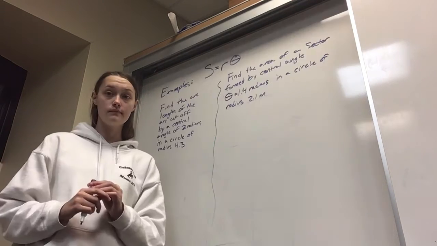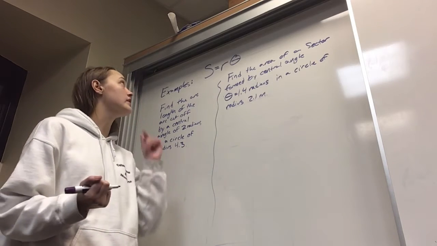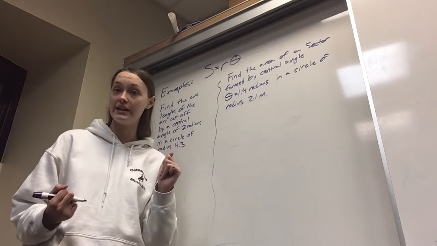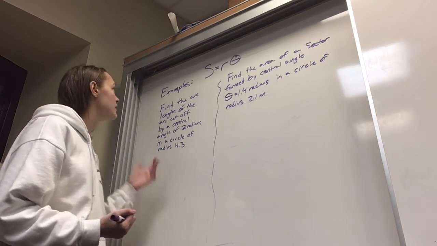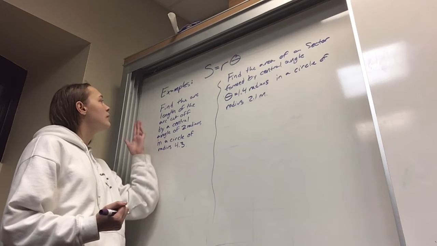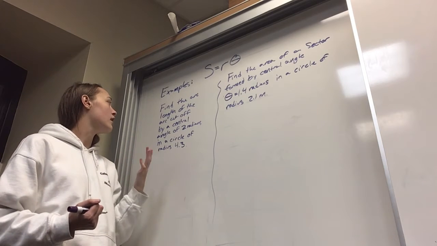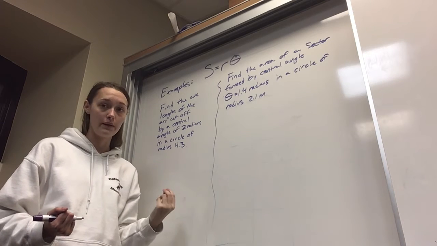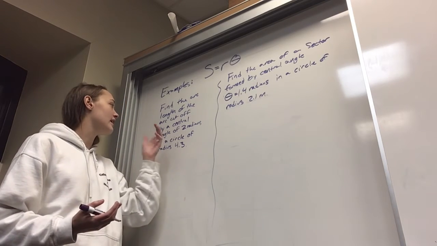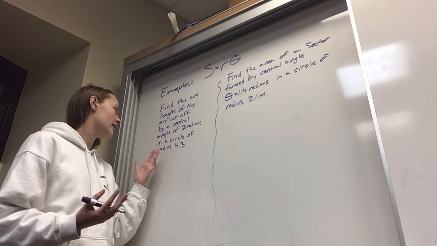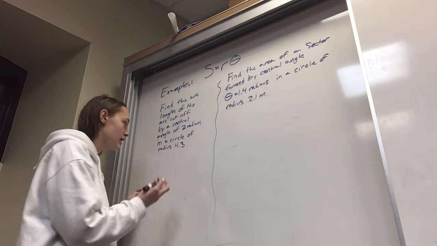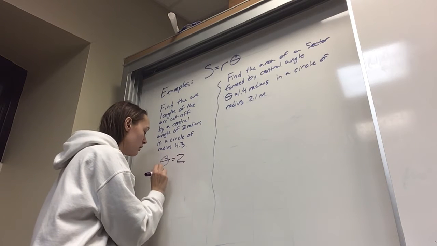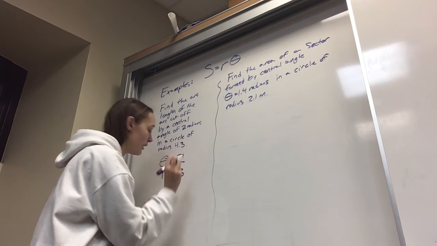Here I have 2 examples. One of them involves arc length using s equals r theta, and one of them involves finding the area of a sector. So let's start with finding the arc length. We have to find the arc length of the arc cut off by a central angle of 2 radians in a circle of radius 4.3. So we already have theta, and it's already in radians, and we already have the radius, which is r. So we know that theta equals 2, and r equals 4.3, right?